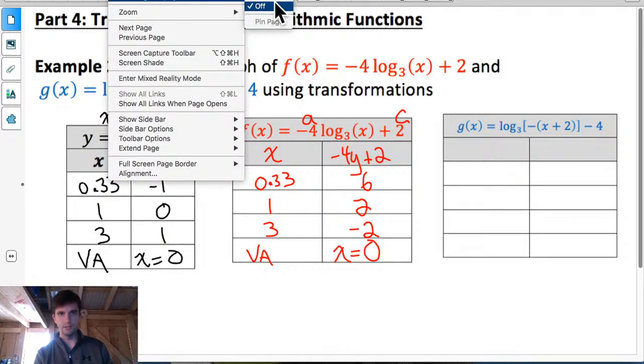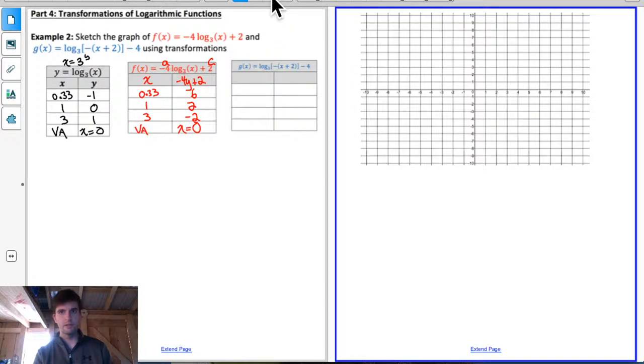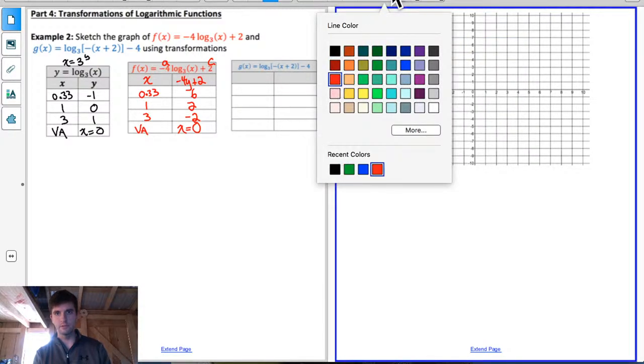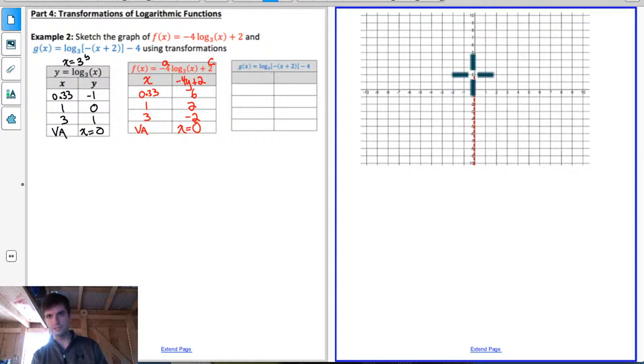Let me go back to split screen. And let's plot all the points. I'll start by drawing the vertical asymptote at x equals 0. So vertical asymptote right on top of the y-axis. And then we'll plot our points. So (1/3, 6), that's about right here. (1, 2), that's about here. And (3, -2), it's about here. So this function looks something like this.